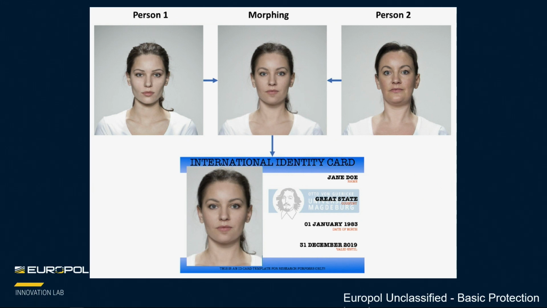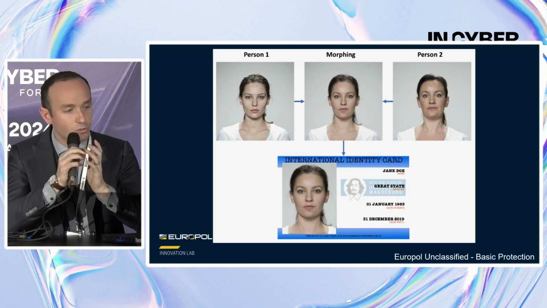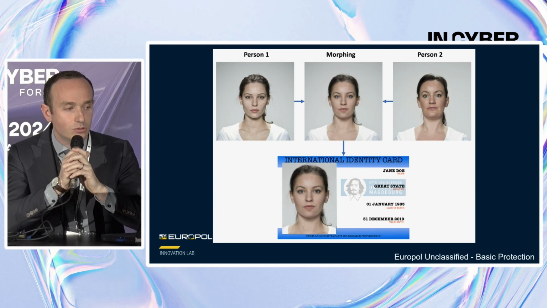So of course you have to take two people that look quite similar. If you take people that are very different, I can tell you for sure it's not going to work. You will see it immediately. But here you have two women. They look quite alike, not so much, but okay. And then you do face morphing.